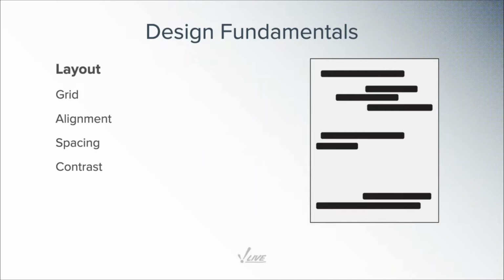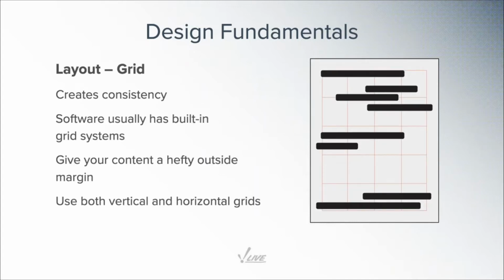The first fundamental I want to talk about is layout. This includes using a grid, alignment, how to space things out, and contrast. Looking at the image to the right, there's a layout with shapes scattered about that represent blocks of type. Their placement has no rhyme or reason and is very unorganized. In order to start cleaning this up, we want to add an underlying grid that will create structure and consistency in the layout.